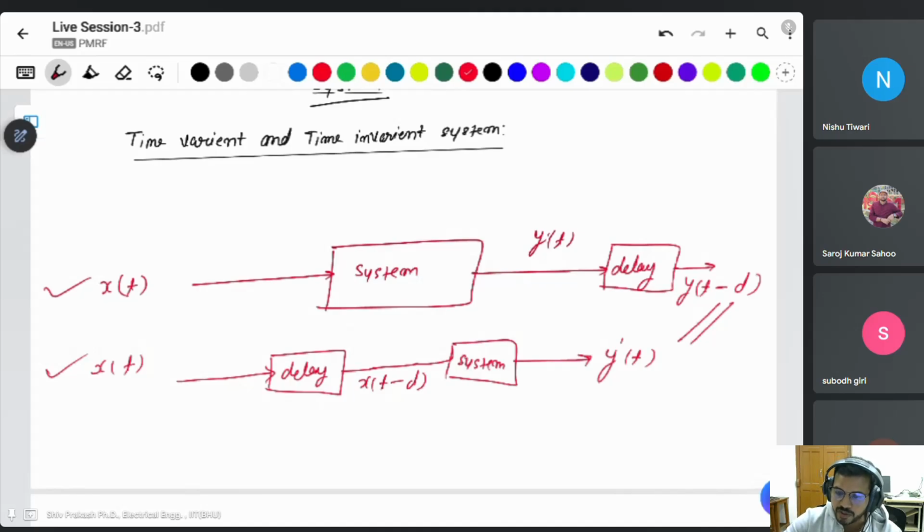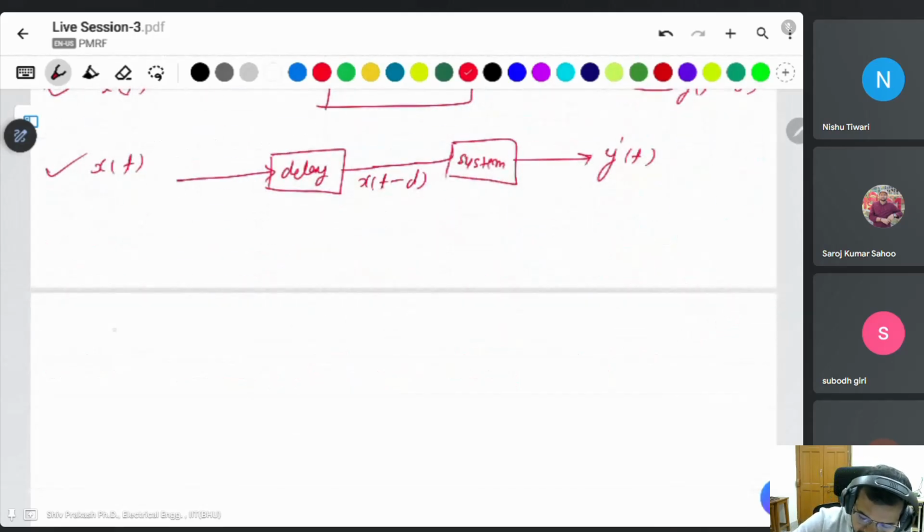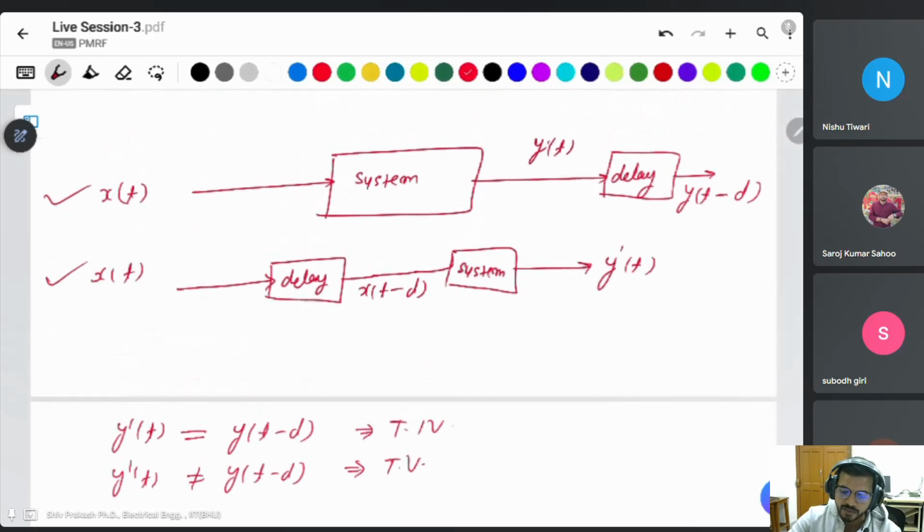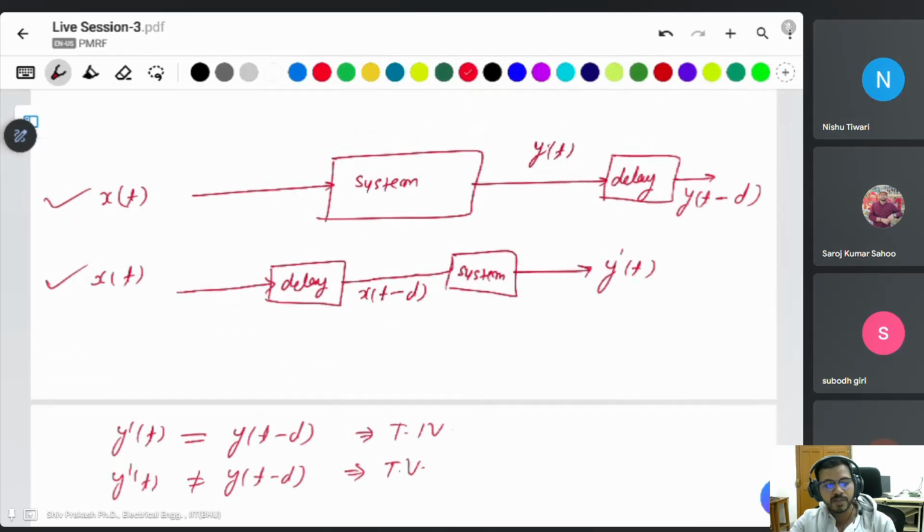If y dash t equals y(t minus d), this system is known as a time invariant system. If y dash t is not equal to y(t minus d), that system is known as a time variant system. The system varies with respect to time, because you give the same delay but the system output is different.